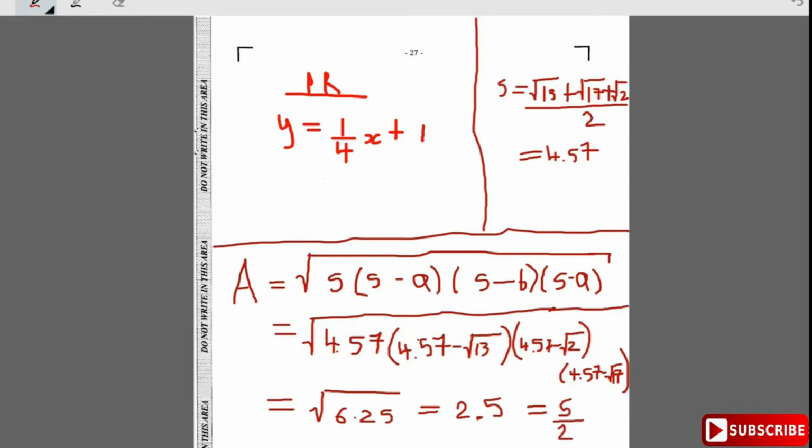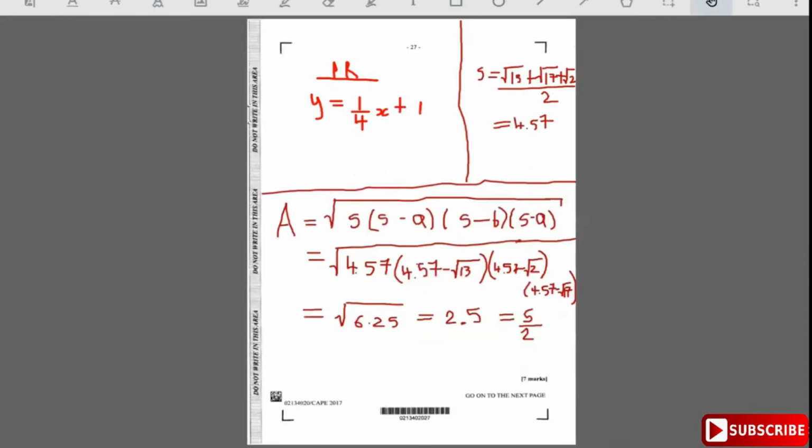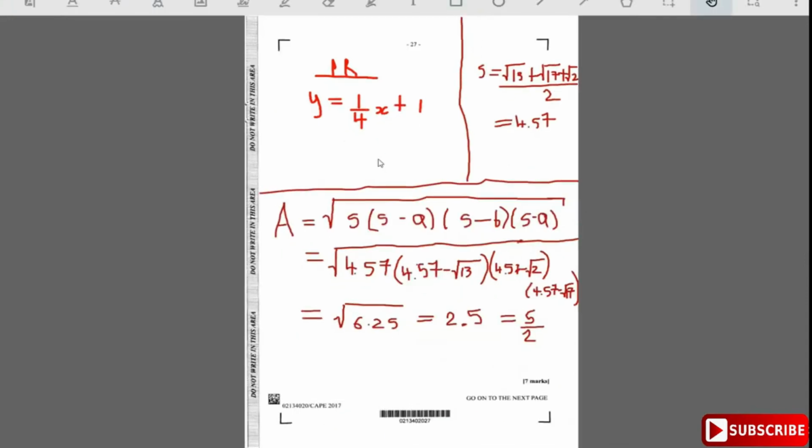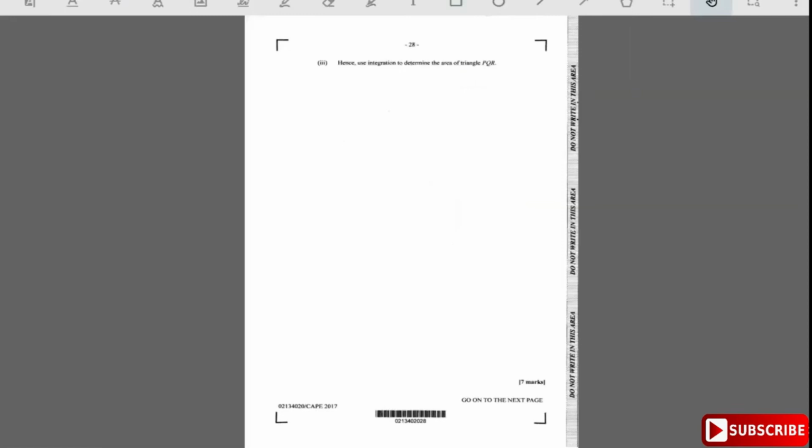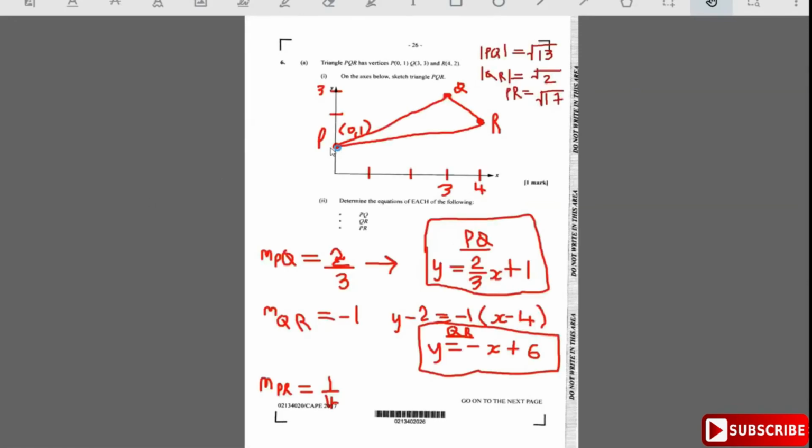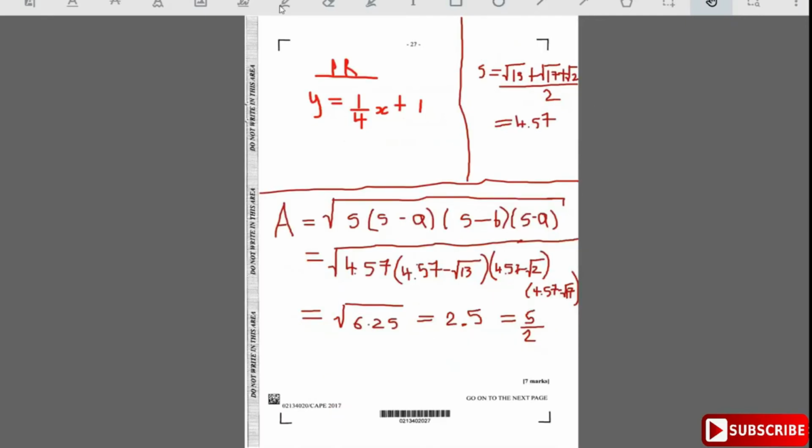So let's do it with integration now. You say, oh, math's nice, man. Let's do it with integration. Using integration, it's going to be the integral from 0 to 3 of the line PQ, plus the integral from 3 to 4 of the line QR, minus the integral from 0 to 4 of the line PR. That's the area using integration.